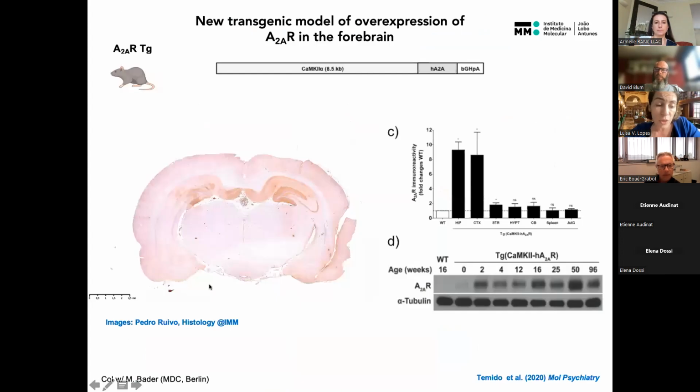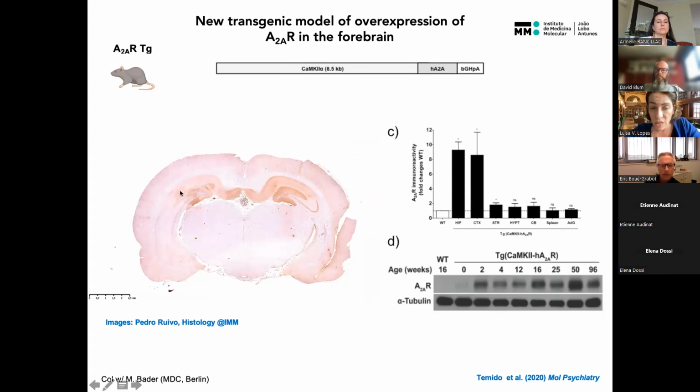And so what we thought, because this was hard to study and we need really good models to study A2A receptors, and as I told you, the expression is so low in young animals that we could not really study it. So we created a transgenic model in which you induce overexpression of the A2A receptor under the CaMKII-alpha promoter, which is mainly expressed in hippocampal and cortical areas.